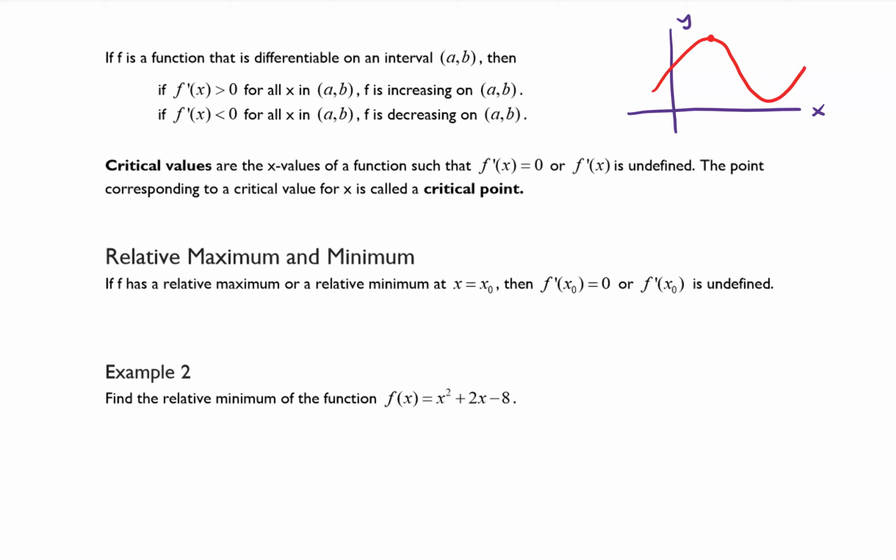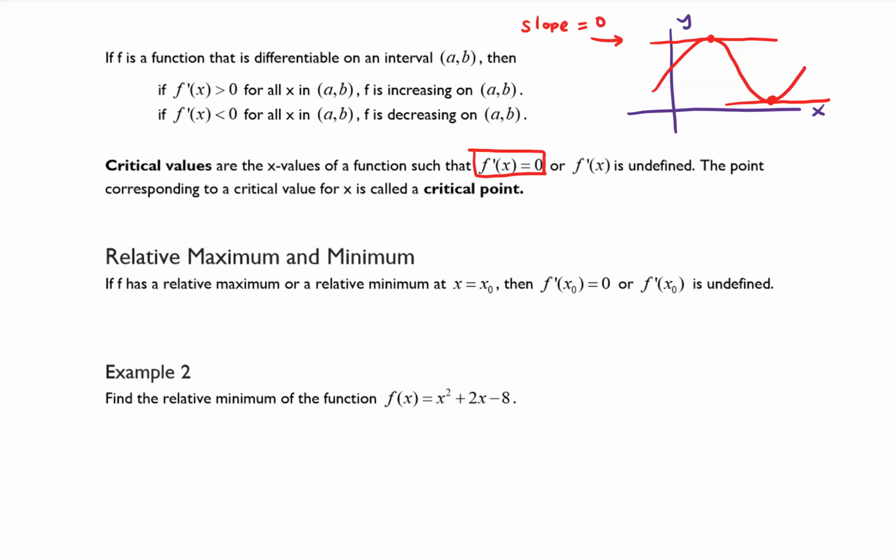Here, there's a relative maximum, and the reason that it's equal to 0 is because if you thought about the slope of the tangent line, whenever you have a maximum or a minimum, the tangent line is going to be horizontal. So here, the slope of this line, the slope of a horizontal line, is 0. So that's why this part is happening.